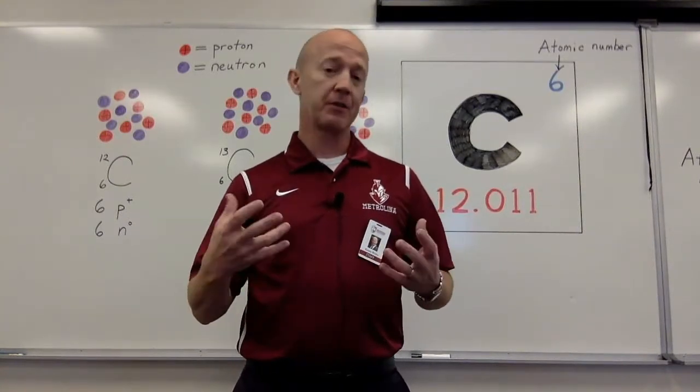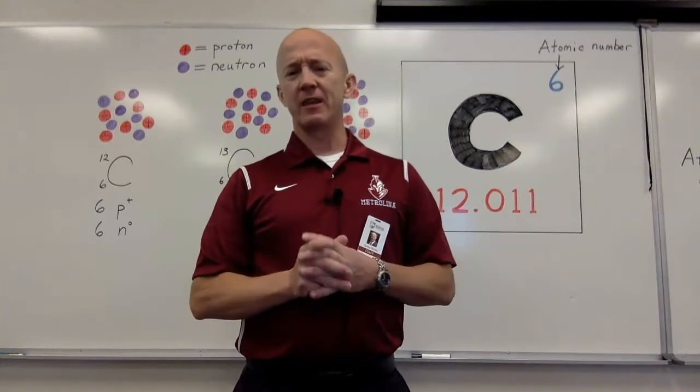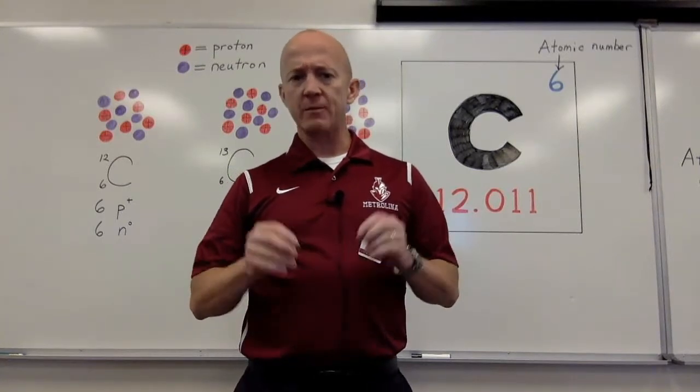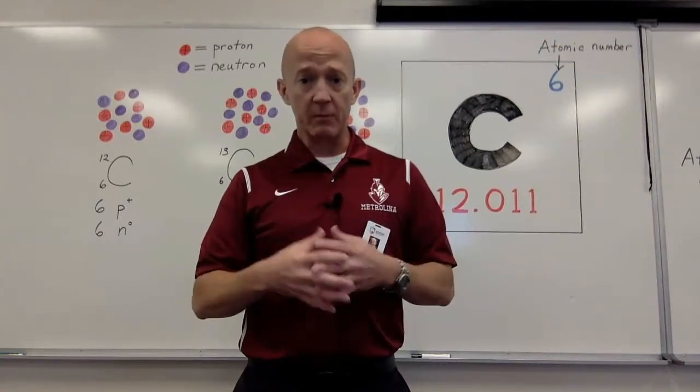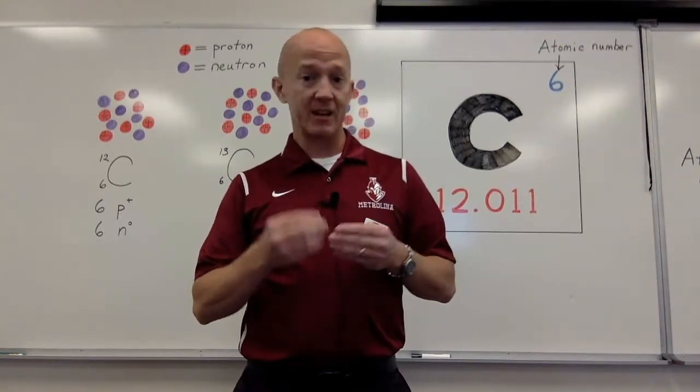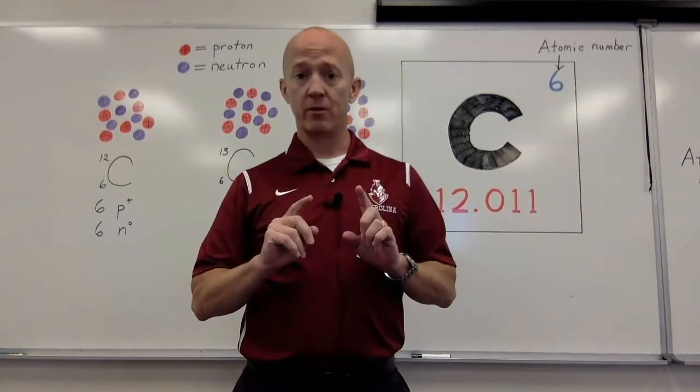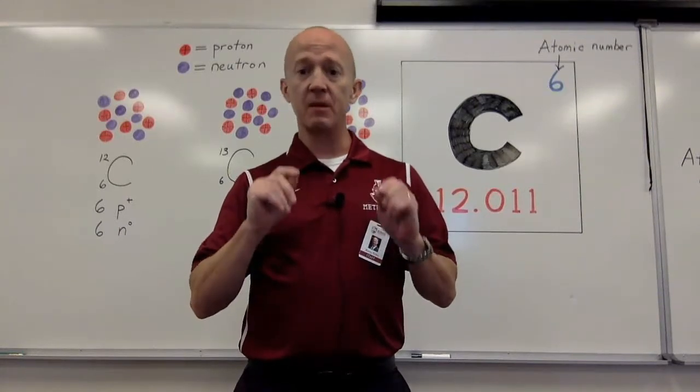So we already talked about how Dalton was incorrect on the fact that atoms can be divided. He thought that they were indivisible. And another thing that he was incorrect about was that all atoms of an element are identical. All atoms within a particular element have the same number of protons and electrons. However, the number of neutrons can be different.